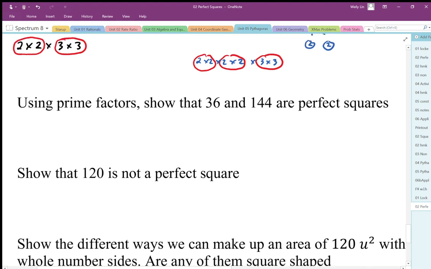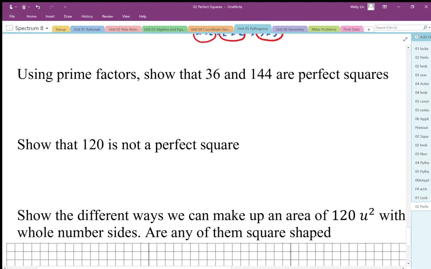We can also show that 120 is not a perfect square by the same property. Let's prime factorize 120. I end up with 15, which does not divide by 2, but divides by 3 and 5. So I can show that 120 is equal to 2 times 2 times 2 times 3 times 5.